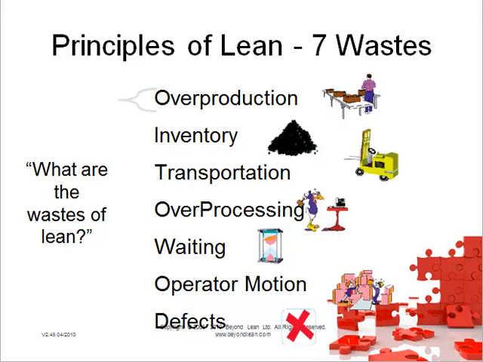Sixth one, operator motion. So it's excessive motion in carrying out the task or process. And the seventh one, defects. This leads to rework. There's an old saying that there's never enough time to do the job properly, but there's always enough time to do it again. So defects is one of the killer wastes that can lead to many of the other ones.